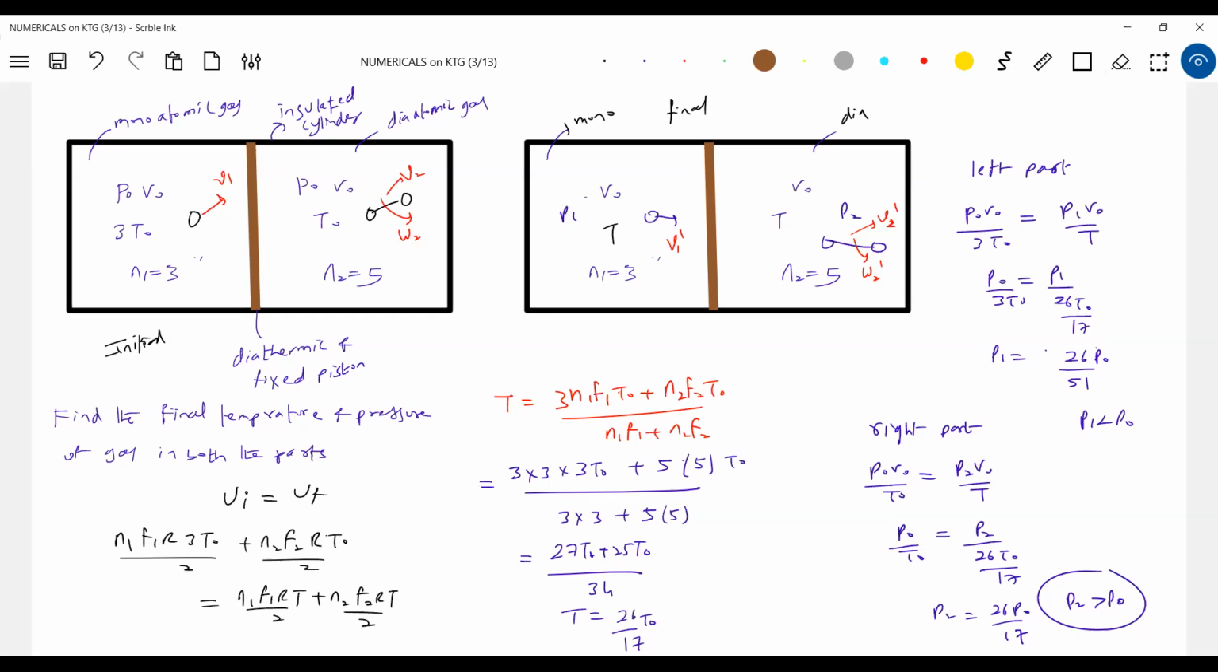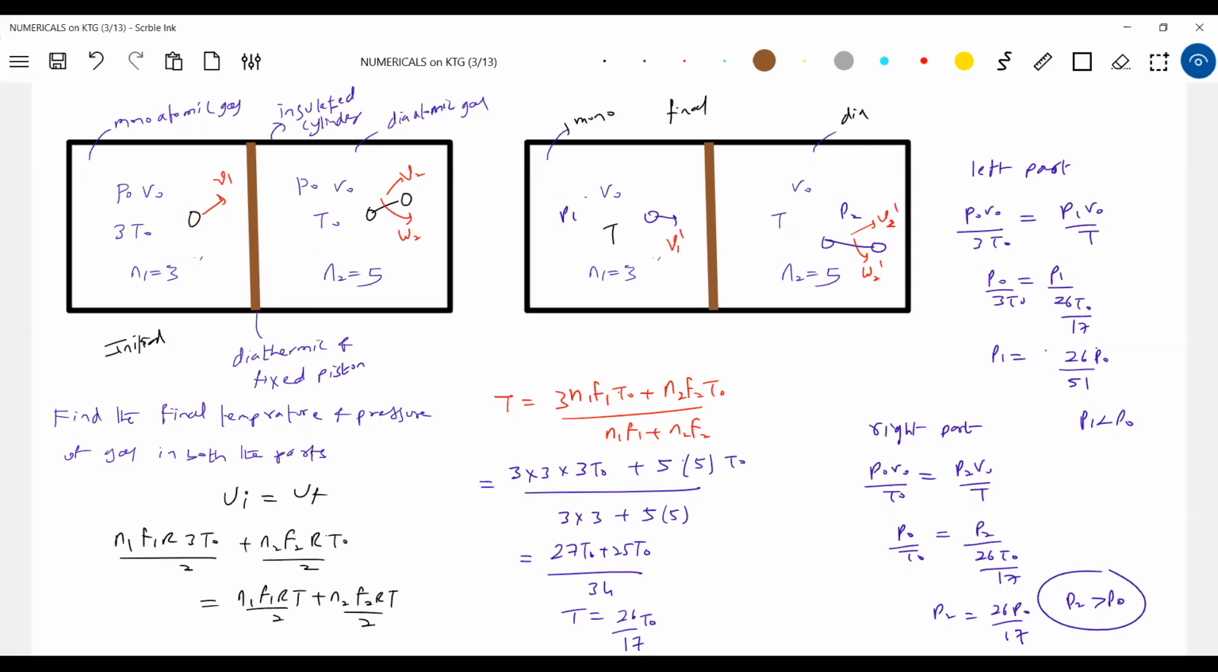Now, what will happen to the rate of collisions per unit area? The number of moles remains the same, and the volume of the left part remains the same. Temperature decreased, so the rate of collisions will decrease. So the rate of collisions per unit area in both the left and right parts will decrease.